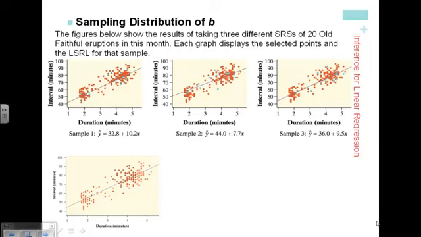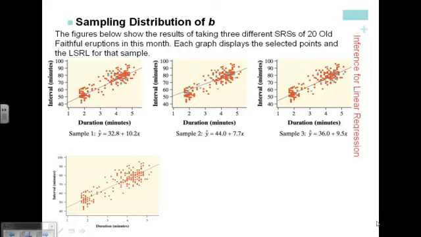Can you imagine what would happen if we took all possible samples of size 20 from that population of 222 observations? Every single one of them has a little bit different slope. There'd be variation in all those Bs, a distribution of Bs. As Abby has suggested, the average of those would probably be a reasonable guess at the real slope, the slope of the 222 observations.